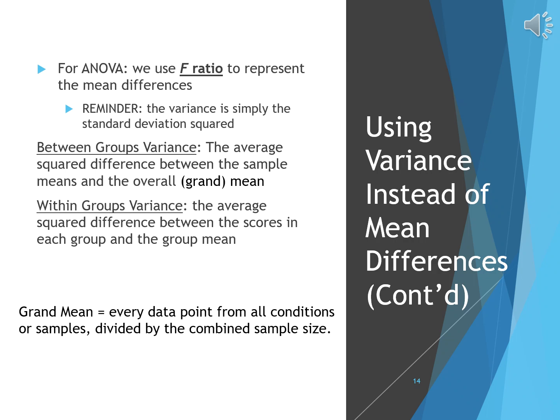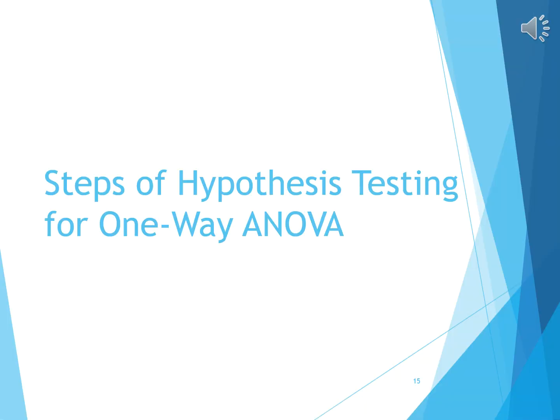The grand mean, which again is a new thing, is all data points from all conditions or samples added together and divided by the combined sample size. So it's not just the mean within each different group, it's the mean of all of those groups combined. And I know this is all kind of confusing. I think it'll make more sense if we just run through an example of hypothesis testing using a one-way ANOVA.